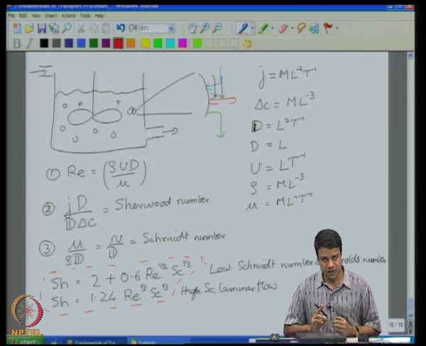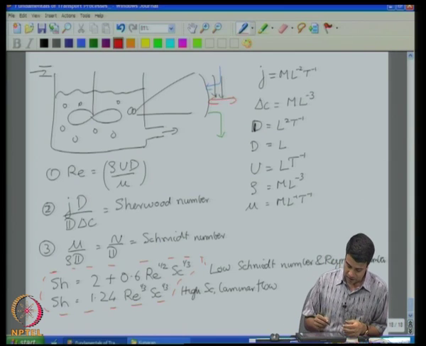I could do the same analysis for the heat transfer problem, and you will get correlations that are exactly of the same form, except that these correlations, instead of the Sherwood number, would have the Nusselt number, and instead of the Schmidt number, they would have the Prandtl number.